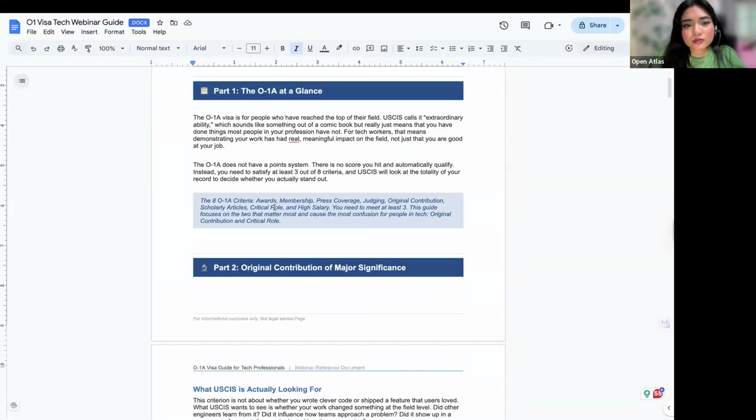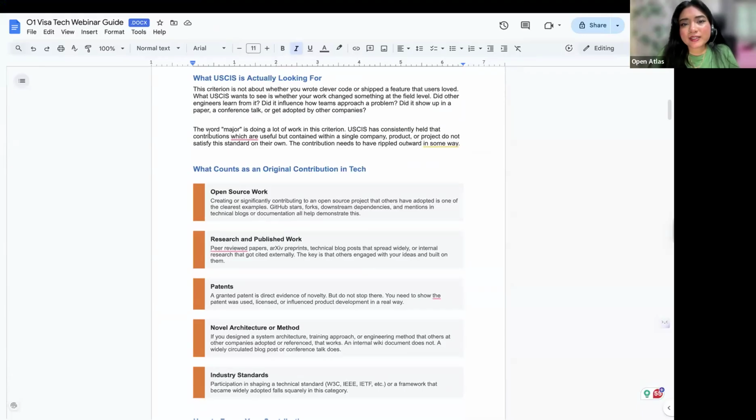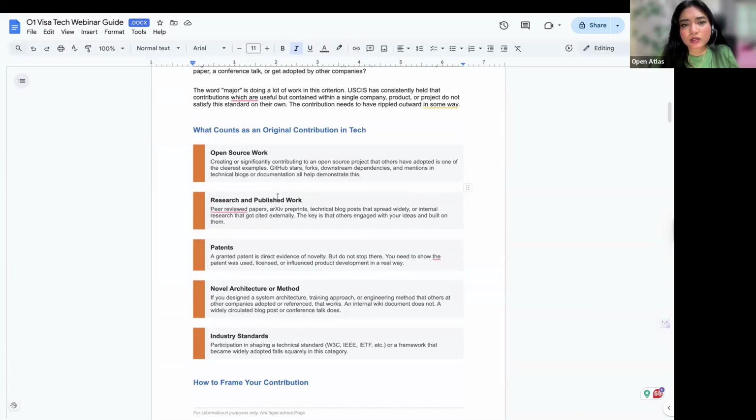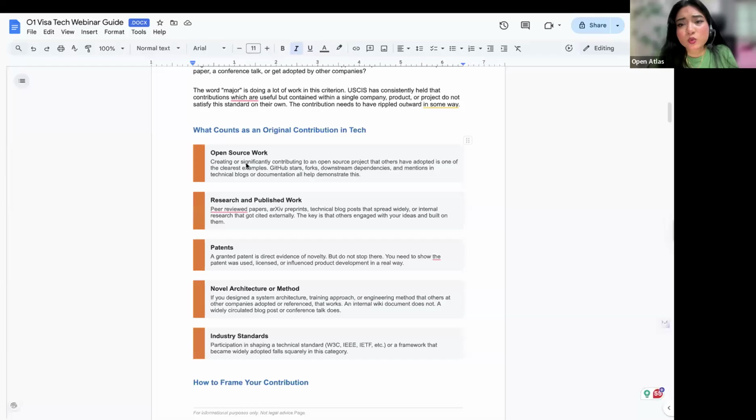Okay. So USCIS looks at original contribution in this way. Open source work, creating or significantly contributing to an open source project that others have adopted, is one of the clearest examples. GitHub stars, forks, downstream dependencies, and mentions in technical blogs or documentation all help demonstrate this.